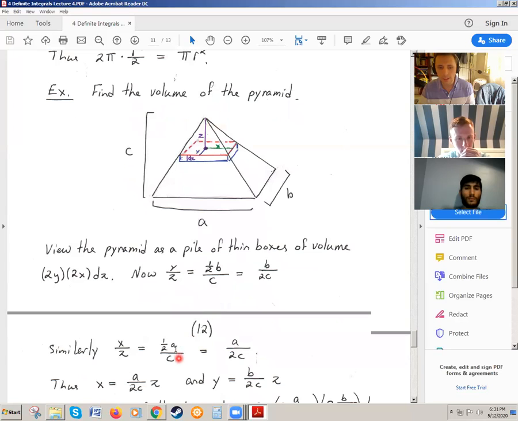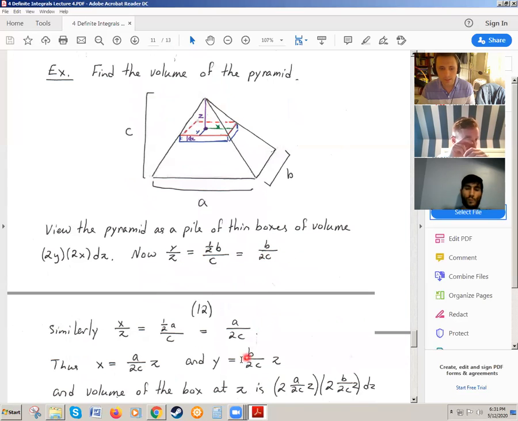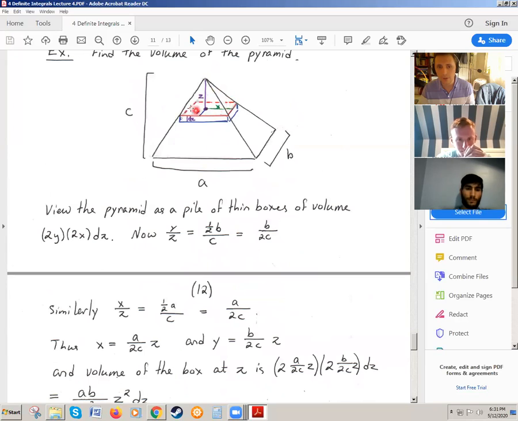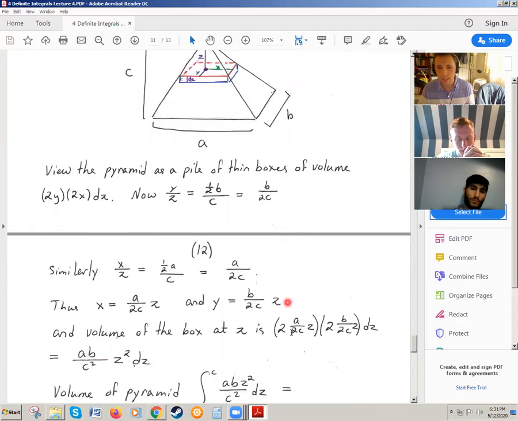So I know right away that y equals b over 2c times z. That's what I know here, right? I can do a similar calculation to figure out that x equals a over 2c times z. And then the volume of this box at position z is simply 2 times a over 2c times 2 times b over 2c, times z, right?